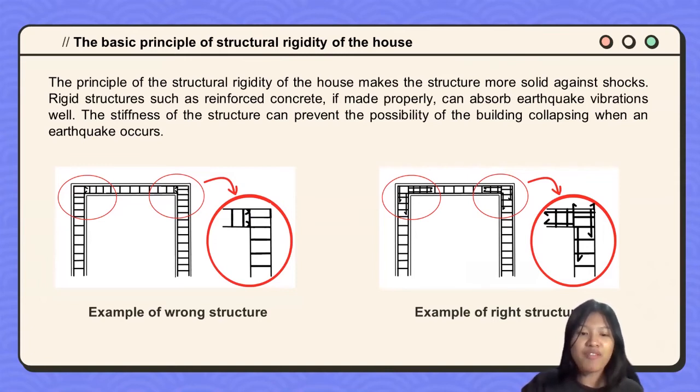There is an example of a wrong structure and a right structure. As you can see in the wrong structure, the reinforcement is not linked properly. When the structure is right, the reinforcement will be intertwined.